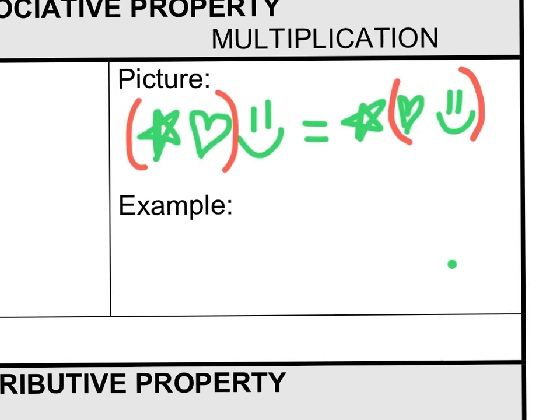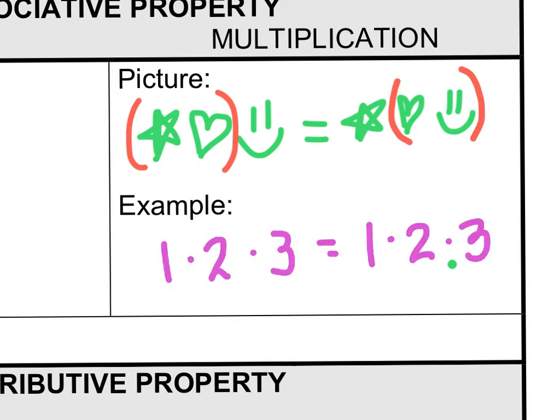This is associative property. In this example, we have 1 times 2 times 3, which would equal 6, equals 1 times 2 times 3, which would equal 6. To make it associative property, I'm associating the 1 and the 2 together. On the other side of the equal sign, I must associate the other two numbers, the 2 and the 3. Notice that the order does not change in the associative property, but you must have parentheses.